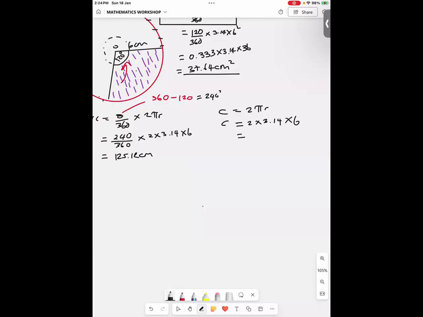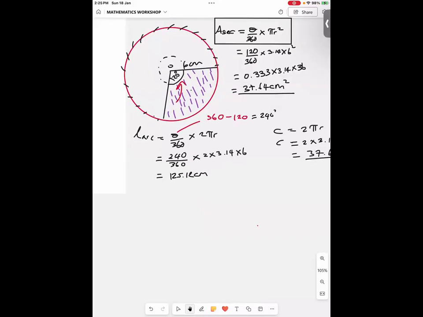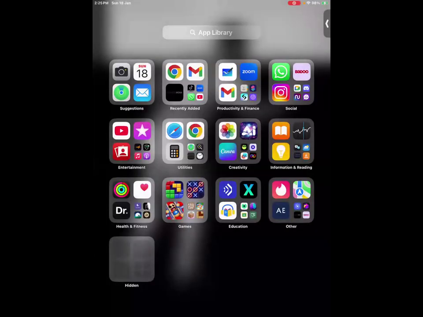Sir, 37.68. Centimeter. Thank you so much. And that is going to be the perimeter of the circle. All right, so that takes care of that little question there. Nice little practice, nothing too much. It's not really advanced, but it's just a quick little reminder of how you approach these mathematical problems. Okay, no questions.